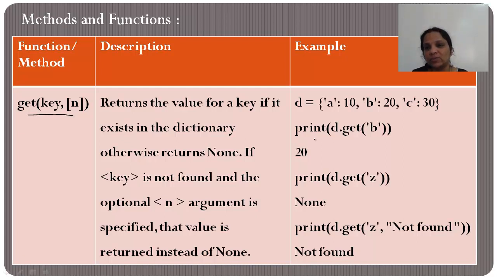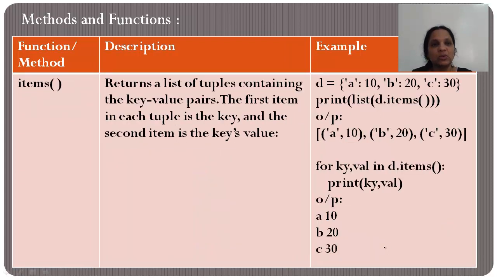So I have the first example here, d dot get b. So get me the value associated with the key b, and you know that we are getting the value 20. Then I wrote d dot get z, but z doesn't exist. So it's returning none. But if I had specified the second parameter here, if this key doesn't exist, it will return the second parameter. So instead of returning none, can you see it has returned not found? Okay, fine.